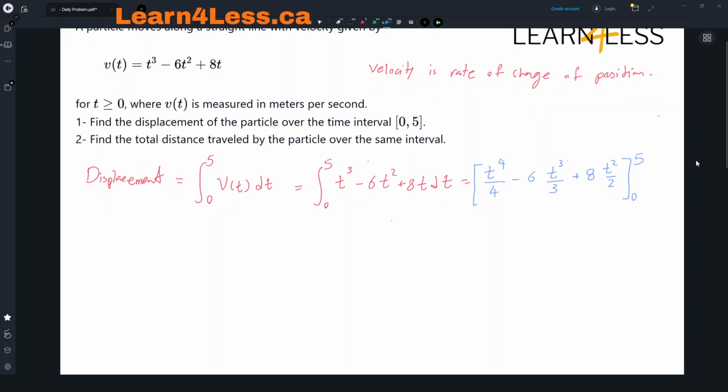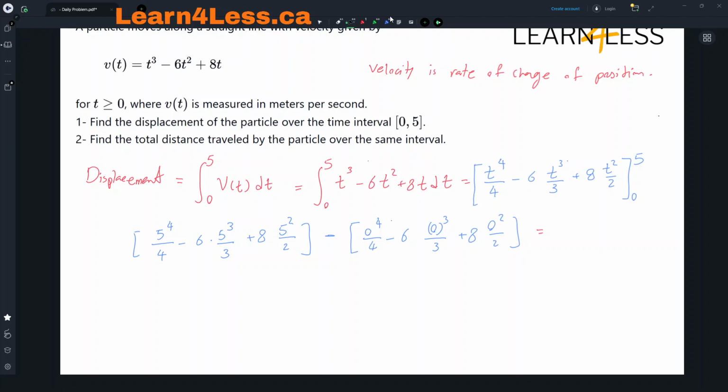Let's plug in the upper bound first. It would be 5 to the power of 4 over 4 minus 6 multiplied by 5 to the power of 3 over 3 plus 8 times 5 to the power of 2 over 2. This is the upper bound, minus what we get when we plug in the lower bound: 0 to the power of 4 over 4 minus 6 times 0 to the power of 3 over 3 plus 8 times 0 to the power of 2 over 2. The second bracket is entirely 0.